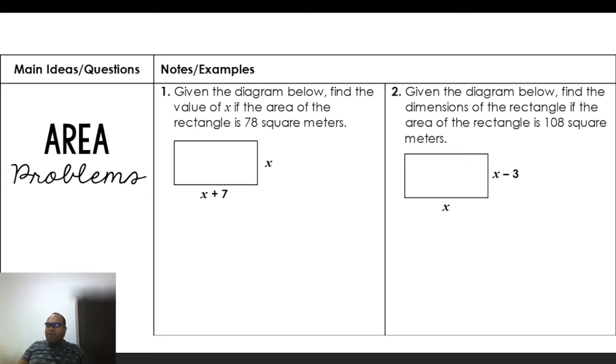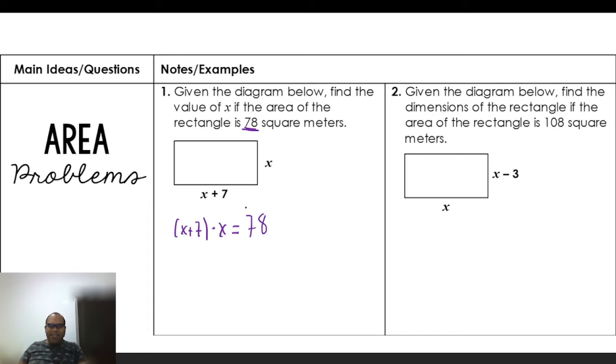Now, guys, how can I find it? I know the formula to find any rectangle's area: base times height. I think you remember this from grade 6, grade 7. Great. My base here is x plus 7 times height x equals what? Given the diagram below, find the value of x if the area of the rectangle is 78. Oh, so easy.